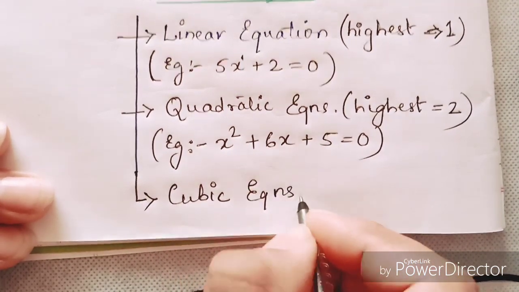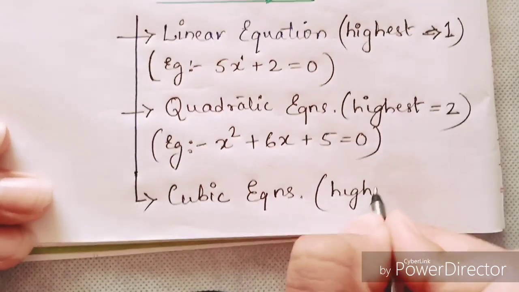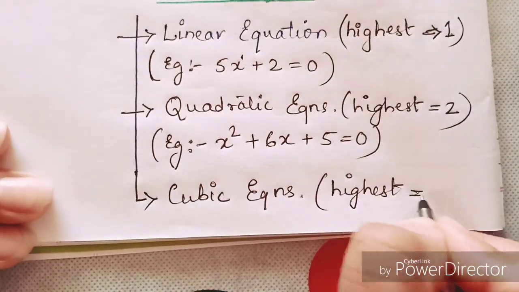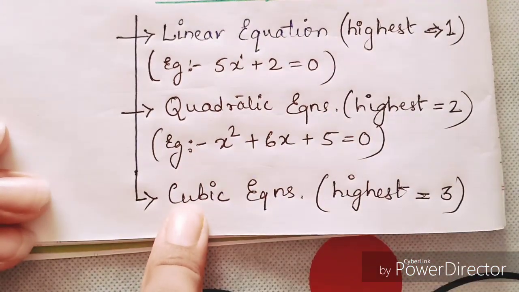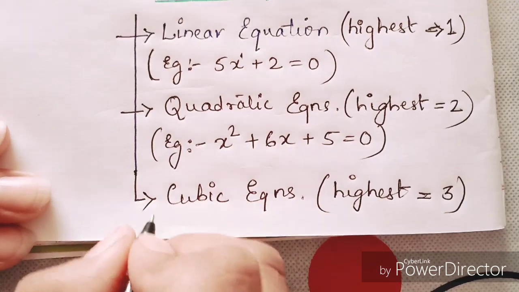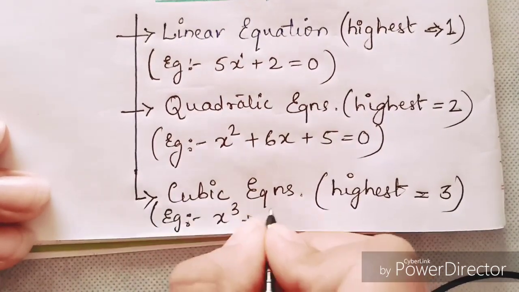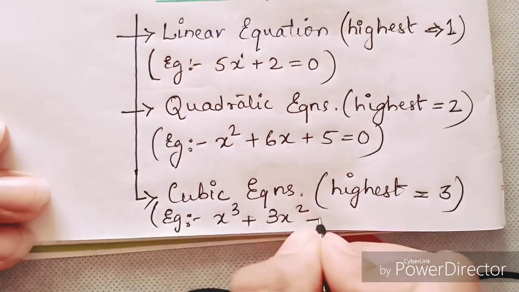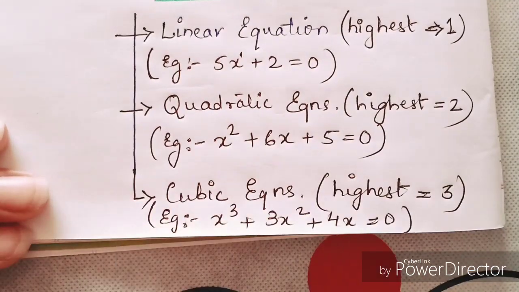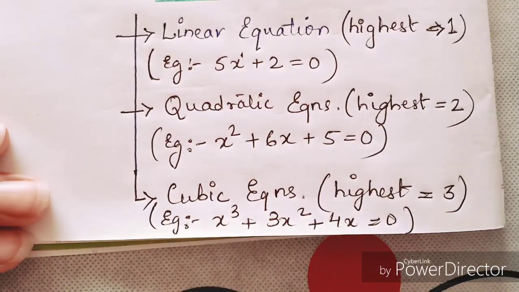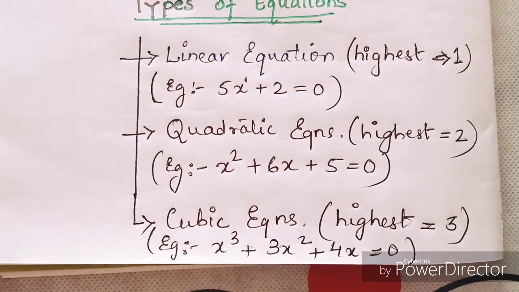And of course, then we can come to cubic equations. What do you think? Come on, make a guess. Obviously, yes. The highest power of this equation will be 3. Hence the name suggests cubic equations. Take any random example, maybe x^3 + 3x^2 + 4x = 0. Let me not extend it more. So now you understand there are 3 basic types of equations.